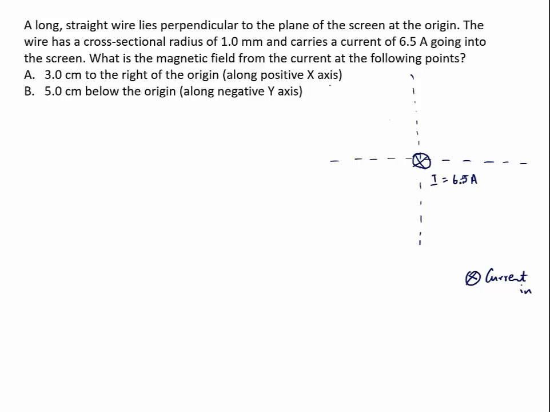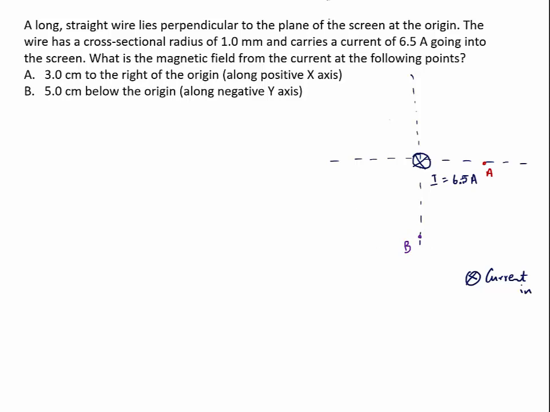And it's asking for the magnetic field at 2 points. Point A is 3 centimeters to the right of the origin along the positive x-axis. So I'm going to use the color red to show that. So here's my point A. And point B is 5 centimeters below the origin. And I'm going to use purple to indicate that. So if that is 3, 5 is somewhere here. Okay, so this is B.